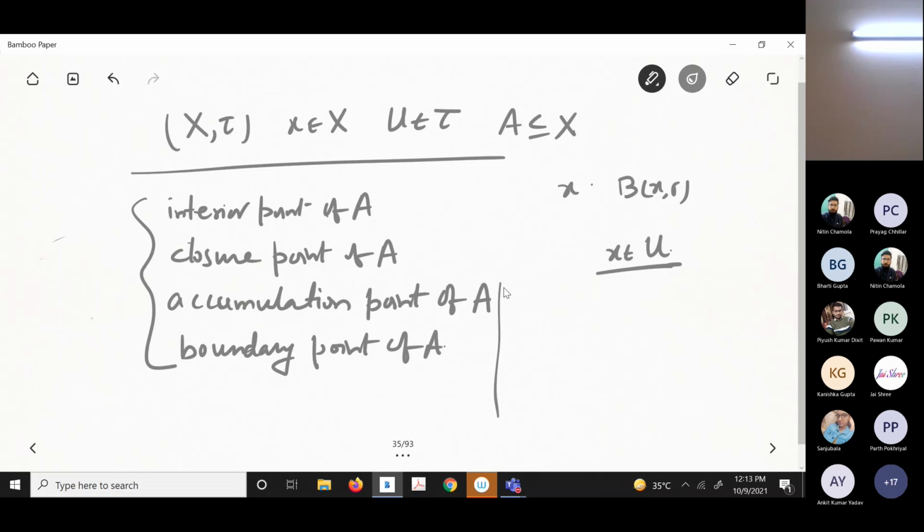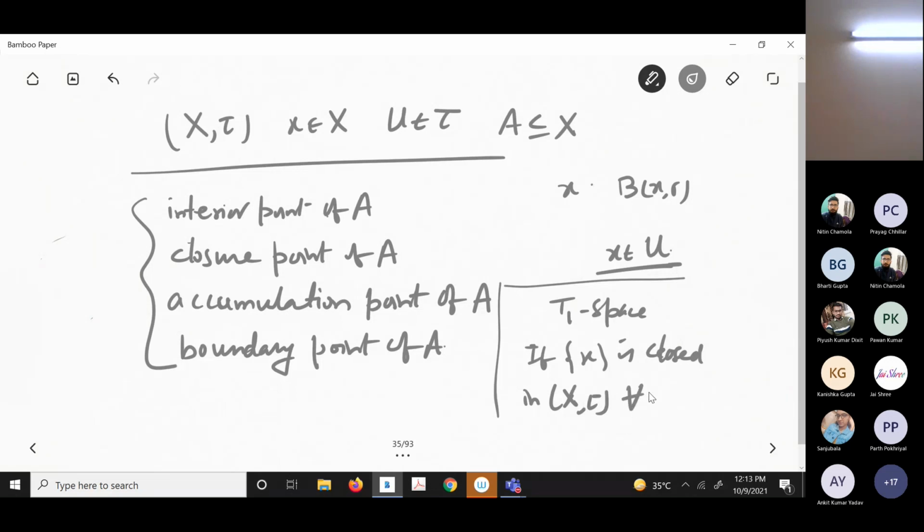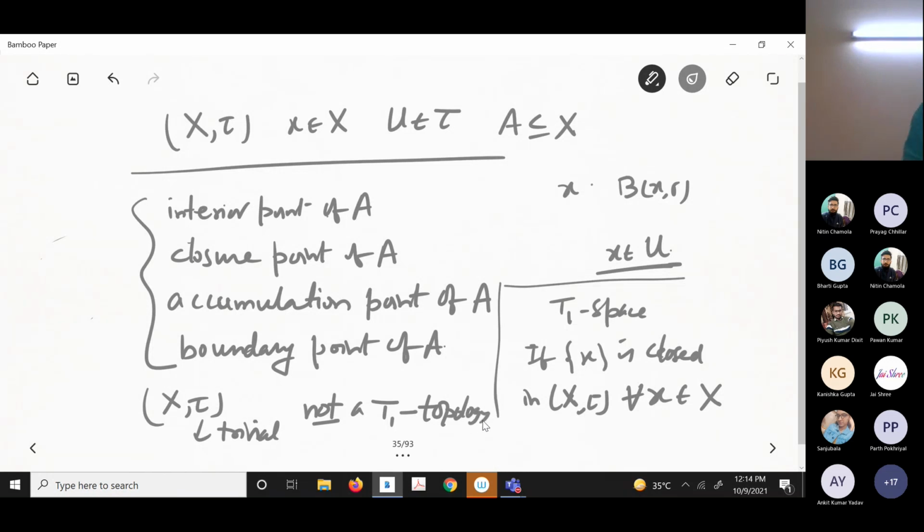Okay. And make sure that I say T1 space if every singleton is closed. It is called T1 if {x} is closed in (X, tau) for all x belongs to X. So I already told you that if it contains more than one point and tau is trivial, then it is not a T1 topology. In fact, we do not usually consider this. We need minimum T1 topology. In fact, we need more.